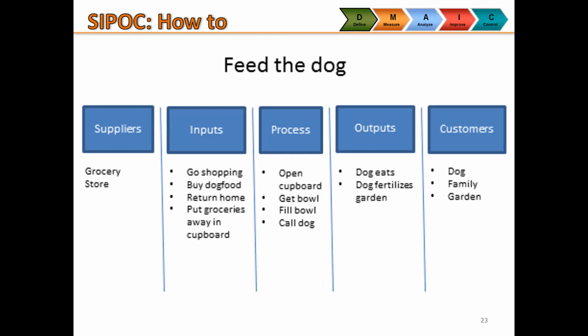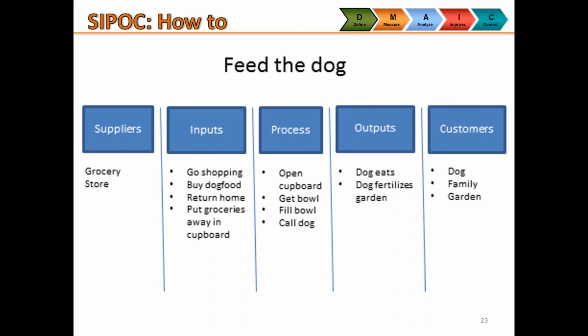And the customers for this process are the dog, the family, because we have a dog that's healthy and we're feeding them, and the garden. And then we go backward now. And what are the inputs? Well, in order to do all this, I have to go shopping. I have to buy dog food, return home, put the groceries away. And my suppliers are going to be the grocery store, or the PetSmart, or whatever.